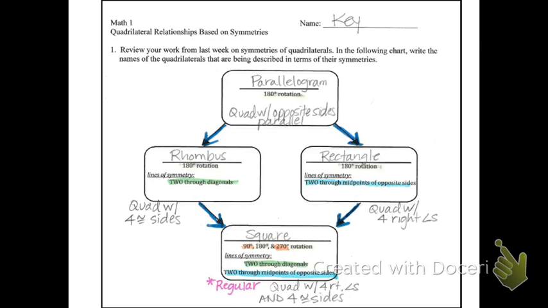Now, in the way the flowchart works, things that are below have the properties above, but those that are above do not necessarily have the properties below.